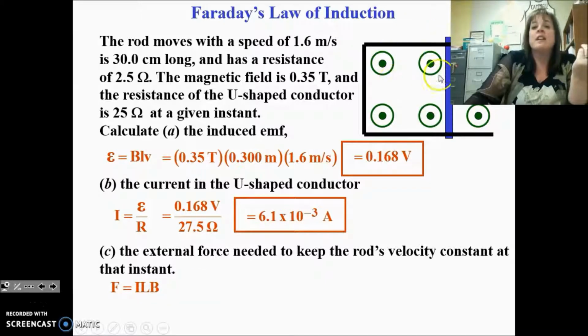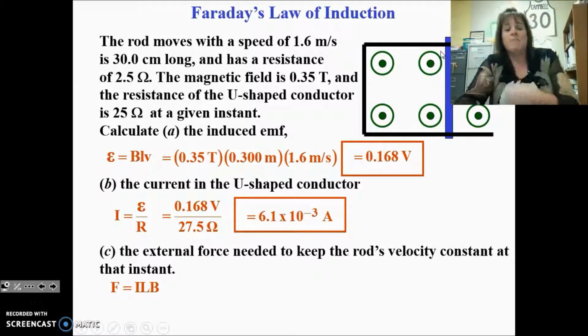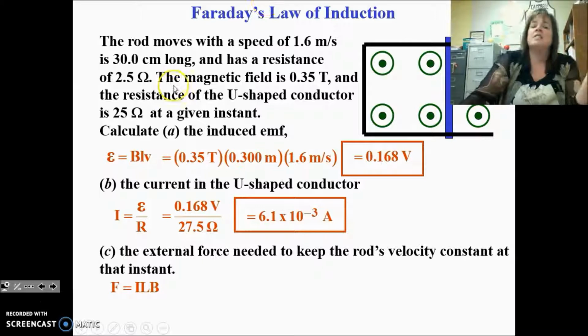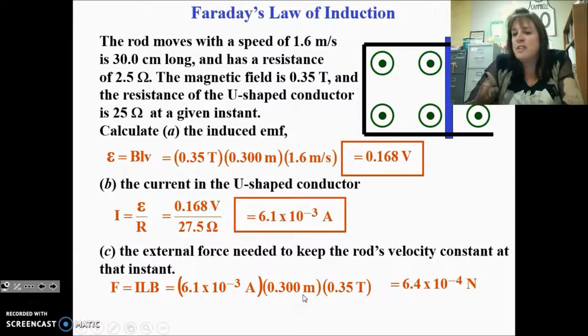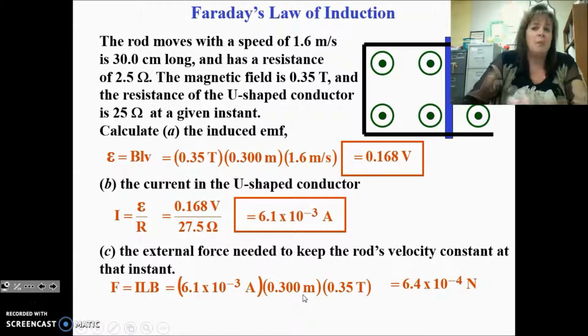Now the length we use is the length of the bar, right? That's what we're pulling on. We're pulling on the bar. So we need that 30 centimeters, put that in meters, and multiply by the magnetic field. And there you go. There's your pulling force. It's a small force, 6.4 times 10 to the negative 4th newtons. So that's going to be hard to do at constant speed. I might accelerate this bar if I was pulling it myself.